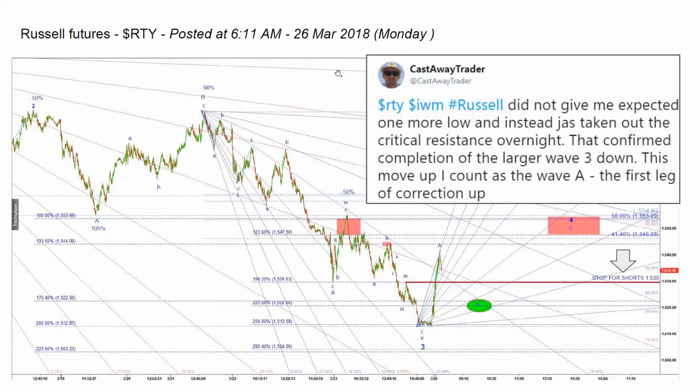And this is Monday morning, 9 a.m., and this is what we got overnight. It was a really huge rally, and we could say that it's only wave A, because to consider it ABC up, we should have seen a really well pronounced B down, and here we just can't see any meaningful pullback. That's why I posted that even though Russell did not give me the expected one more low and instead just took out the critical resistance overnight, that confirms completion of the larger wave 3 down, and this move up I count as the wave A, the first leg of correction up.